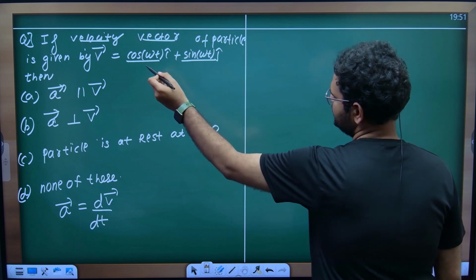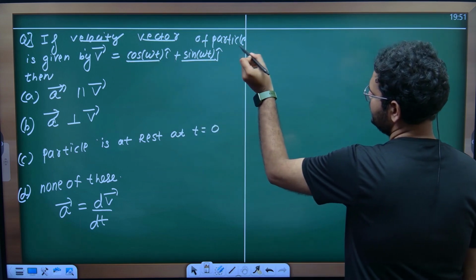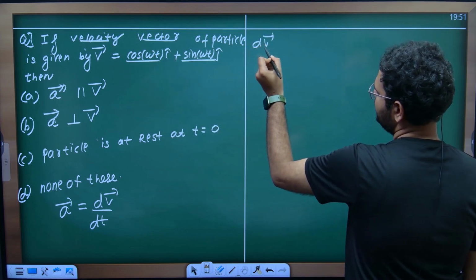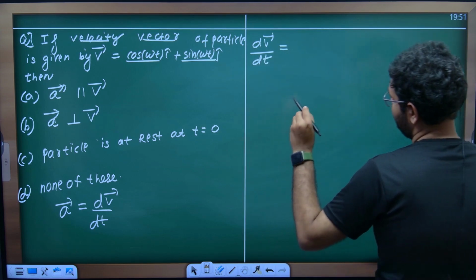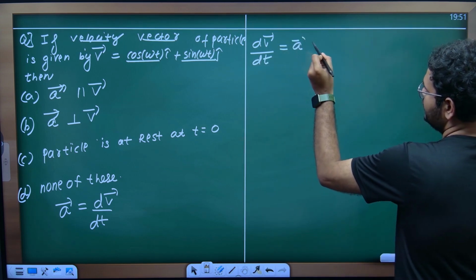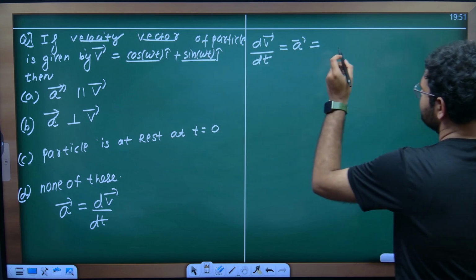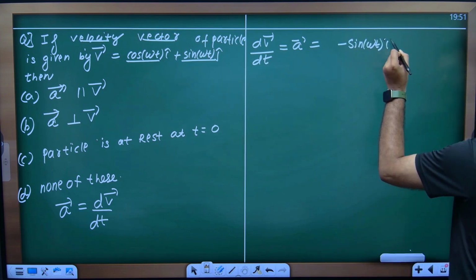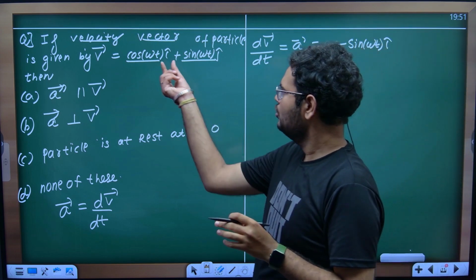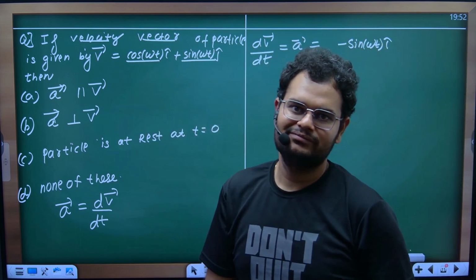So how to differentiate this? What is differentiation of cos? So I will write dv upon dt. Now again, chain rule. Chain rule is very important here, okay? Is equal to a vector. What is differentiation of cos? Sir, it is minus sine. Minus sine omega t i cap, but only minus sine? No, no, no. Omega t also you have to differentiate.